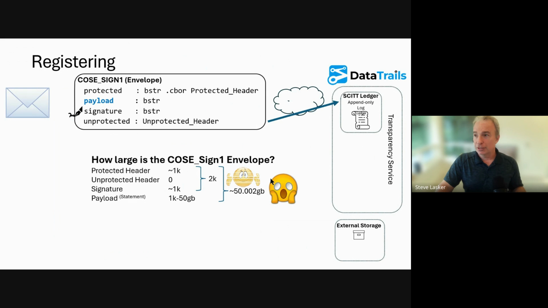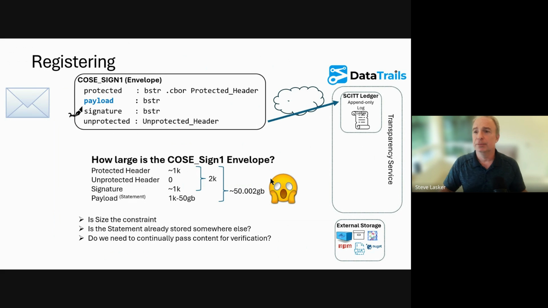The payload starts to get a little more interesting, because it could be a couple of name value pairs for some attributes, or it could be a container image, or a large language model, or a vcon's actual conversation. So now we're starting to see there's a very large range of what those statements could be, which is by design.